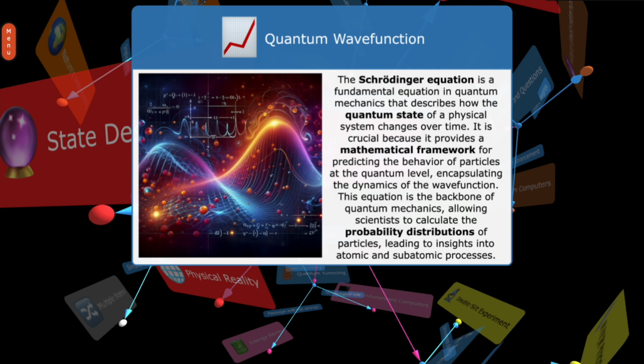The Schrödinger equation is a fundamental equation in quantum mechanics that describes how the quantum state of a physical system changes over time. It is crucial because it provides a mathematical framework for predicting the behavior of particles at the quantum level, encapsulating the dynamics of the wave function. This equation is the backbone of quantum mechanics, allowing scientists to calculate the probability distributions of particles, leading to insights into atomic and subatomic processes.